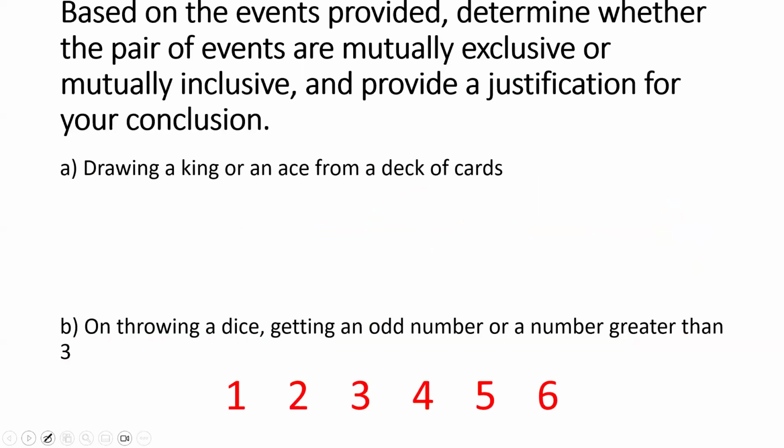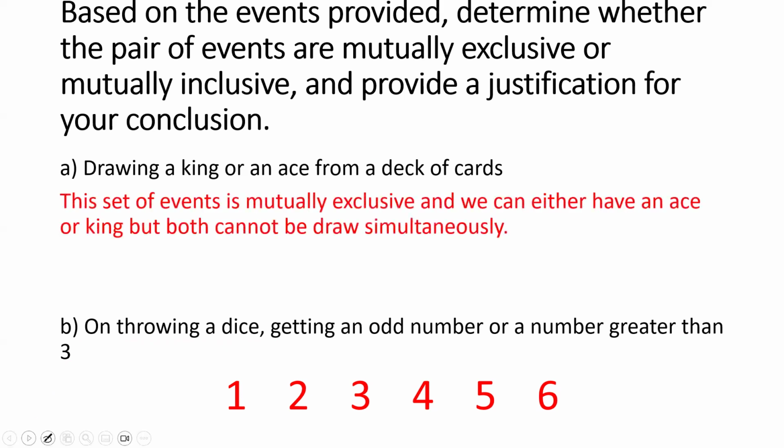A mutually inclusive, because it's happening at the same time. Okay. So based on the events provided, say whether the pair of events are mutually exclusive or mutually inclusive, and provide a justification for your conclusion. Okay, draw a king or an ace from a deck of cards. Drawing a king or an ace from a deck of cards. If you look at a deck of cards, there's no chance that a card can be a king and an ace at the same time, right? So as a result, that is what? Mutually exclusive. Because why? This set of events is mutually exclusive, and we can either have an ace or a king, but both cannot be drawn simultaneously.